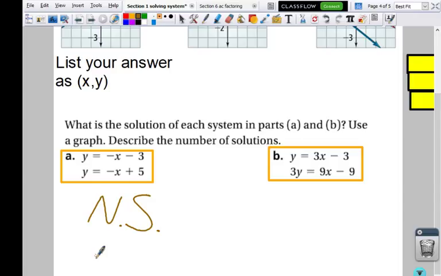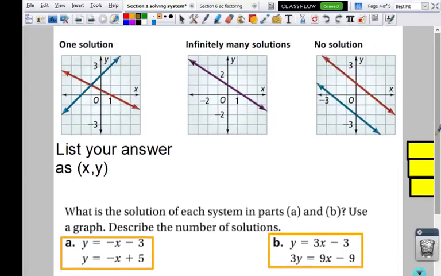Alright, and then for the second one, what did you get, Alex? They're the same. And what do we say when they're the same? When they're exactly the same. Here, let me help you out. So is there one solution? Many solutions. Infinitely many.